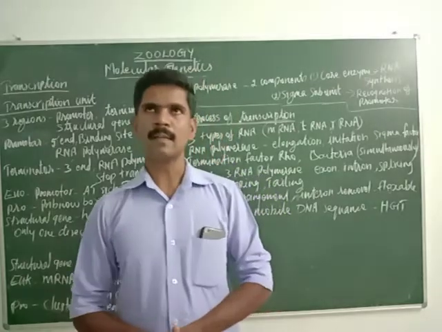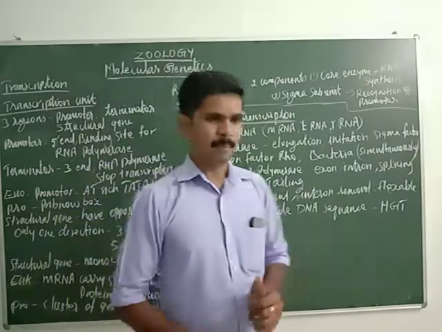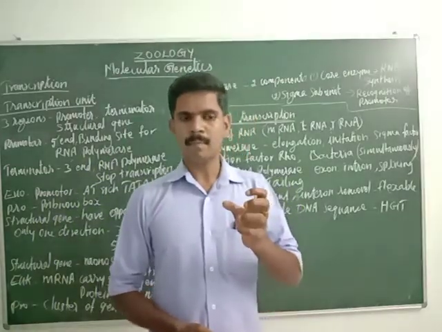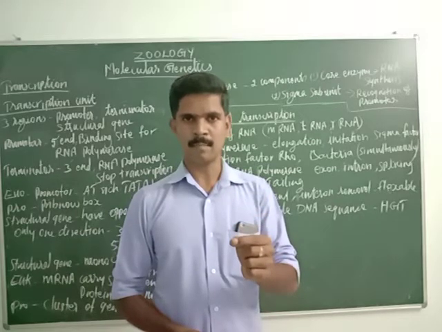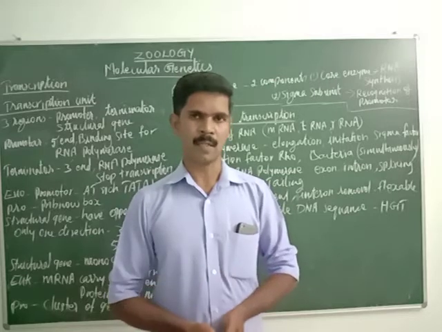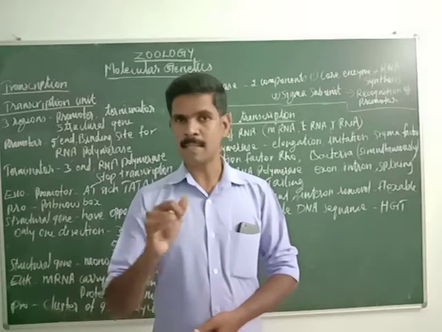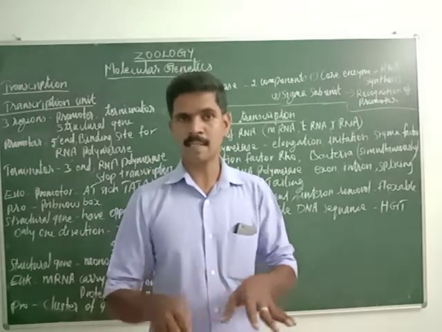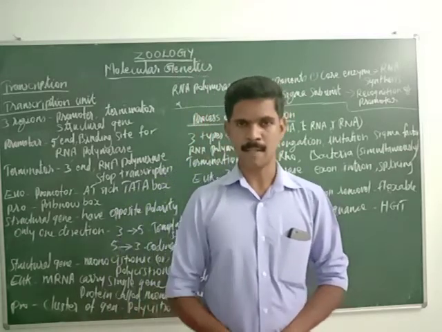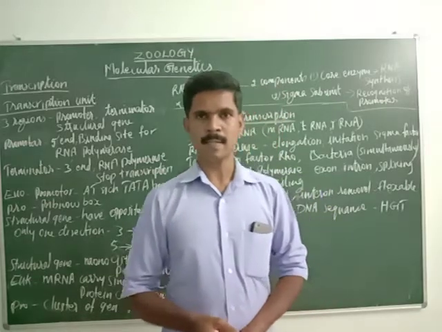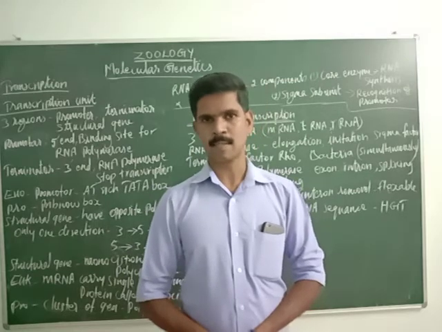Then the next point about this transcription unit is, in this transcription process, the RNA polymerase enzyme plays a very important role. The RNA polymerase enzyme is involved in initiation, elongation and termination. These are the three steps involved in the transcription process. Here, this RNA polymerase enzyme controls the elongation process.